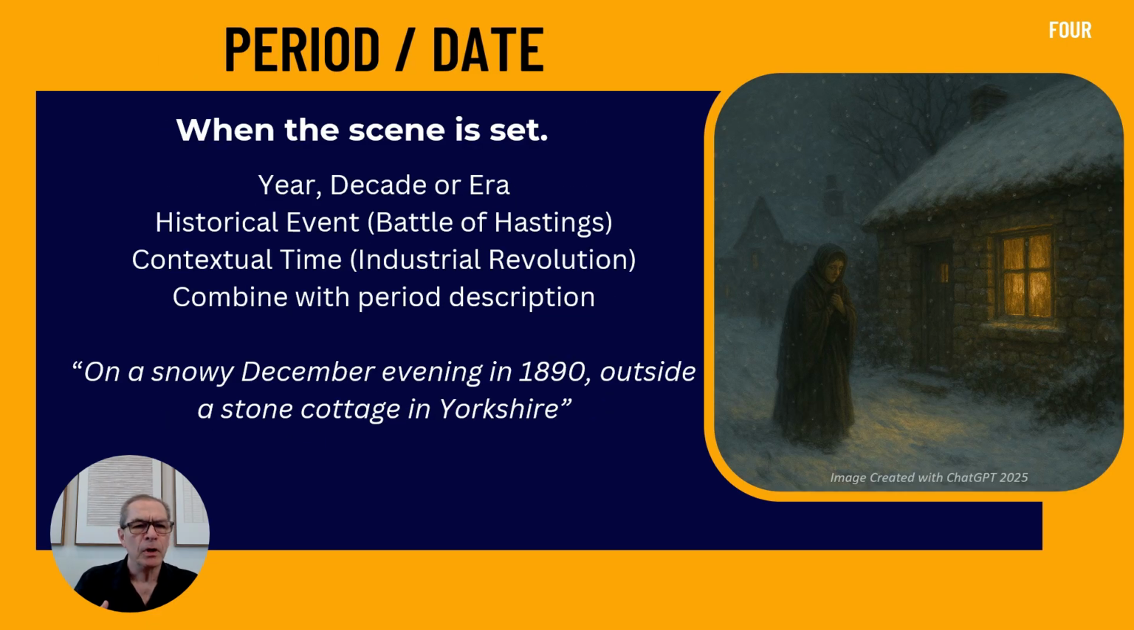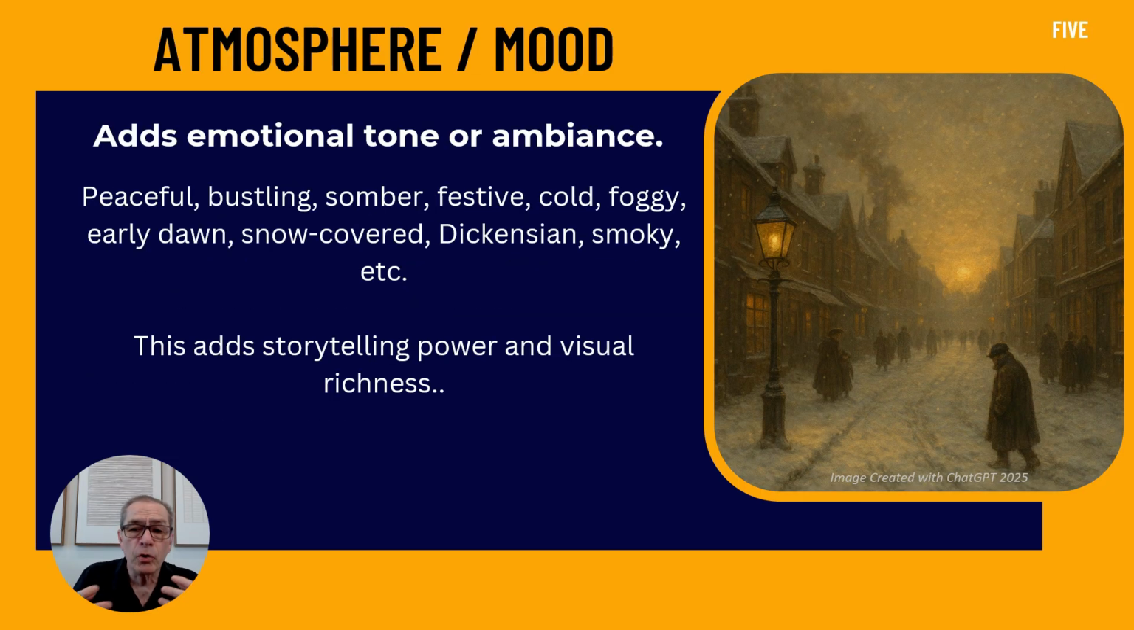And then number 4, when is the scene set? What year is it? What decade? Is it historical? Is it the 1700s? Or is it the Battle of Hastings? Or do we need to have something that looks at the American Civil War? So combine this with a period description. So for instance, on a snowy December evening in 1890 outside a stone cottage in Yorkshire, this gives you a real theme of your image. And you can see here, I've reproduced this, and again, it looks like a snowy December evening in 1890 outside a stone cottage in Yorkshire. So what I don't want you to do is just say, create me an image of. You have to take some time to create the right image for you.